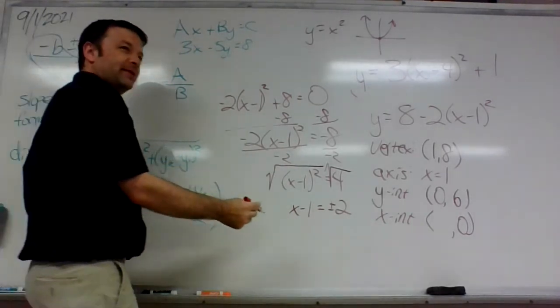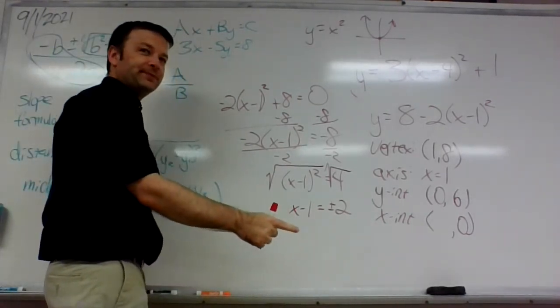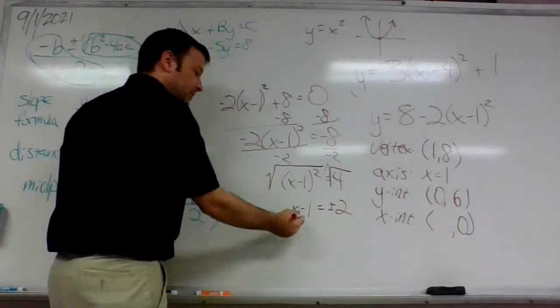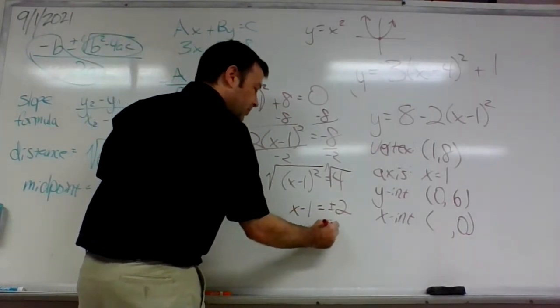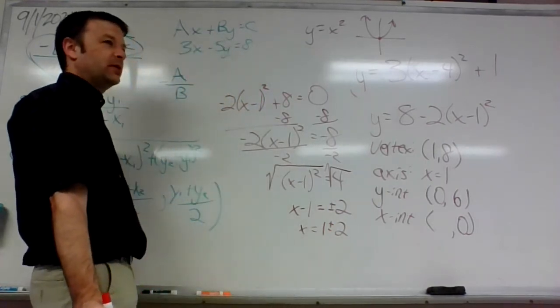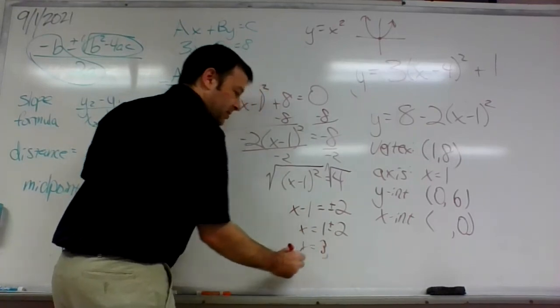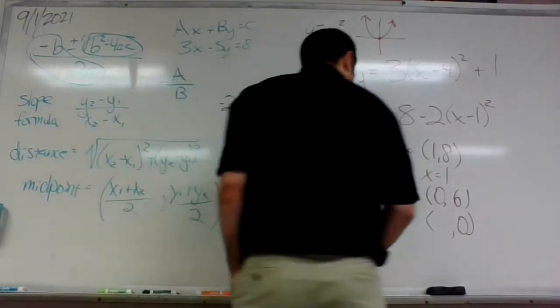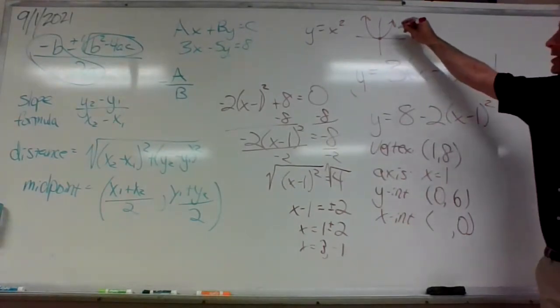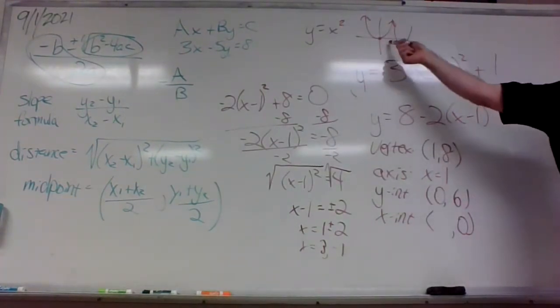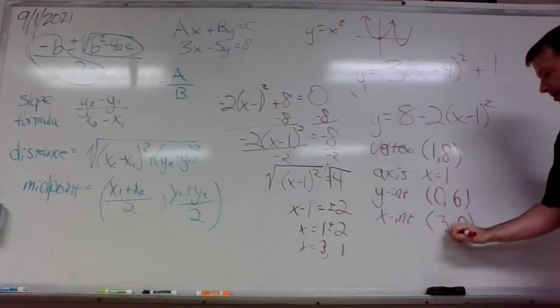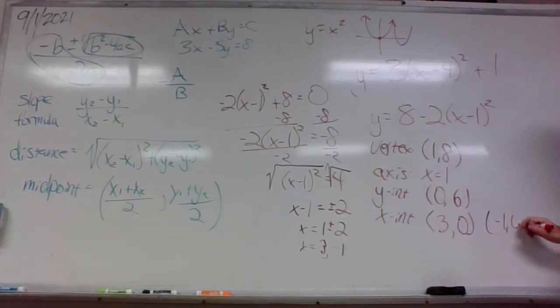Okay, what comes next? You add the number, add 1, so it's 1 plus or minus 2. Which means 1 plus 2 is 3, and 1 minus 2 is -1. So there are 2 x-intercepts, which is normal. Usually it crosses the x-axis twice. So it's 3, 0, and -1, 0. No, you don't have to plug it back in.